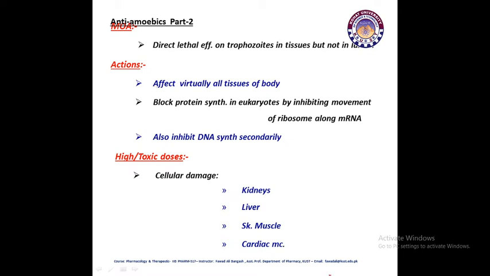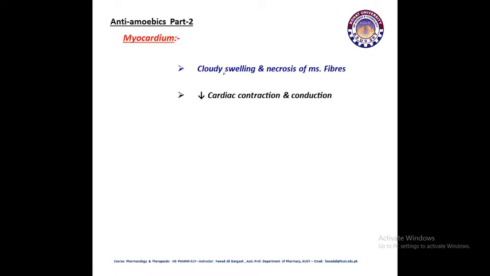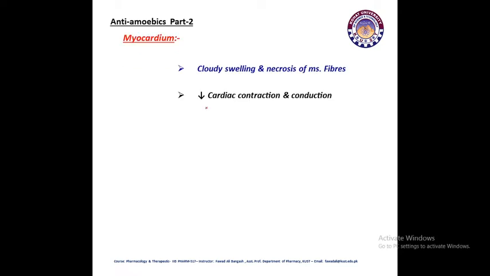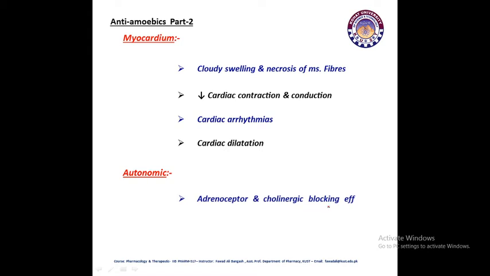Cellular damage occurs in the kidney, liver, skeletal muscle, and cardiac muscle. In the myocardium there is cloudy swelling and necrosis of muscle fibers, with decreased cardiac contraction and conduction, cardiac arrhythmias, and cardiac dilatation. Their action on the autonomic system includes adrenergic and cholinergic blocking effects; they have both parasympathetic and sympathetic blocking effects.